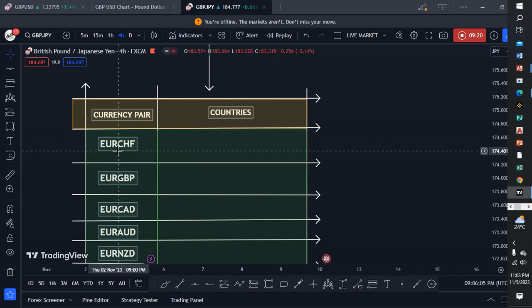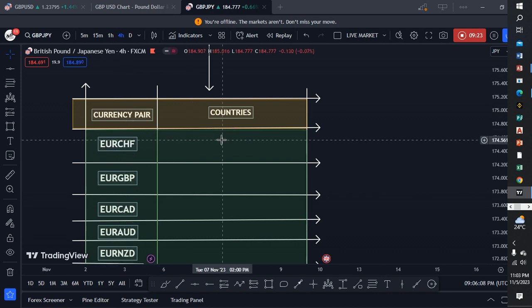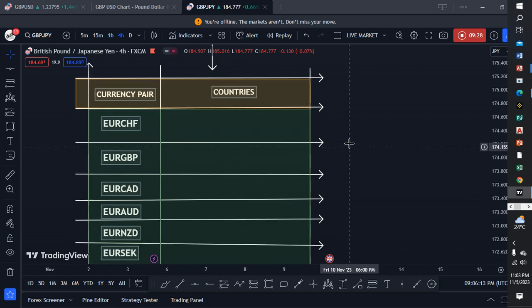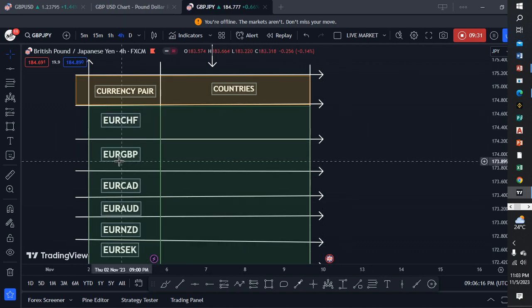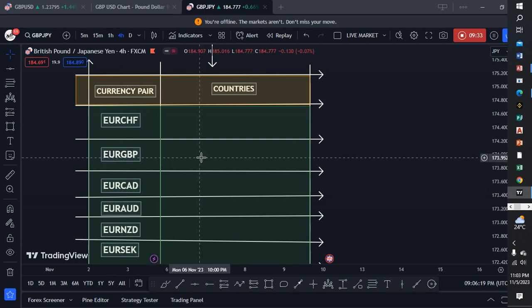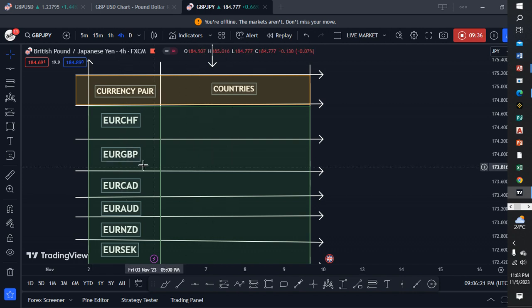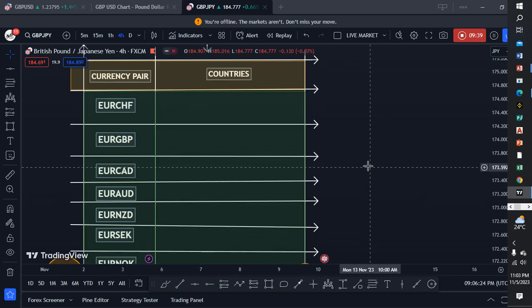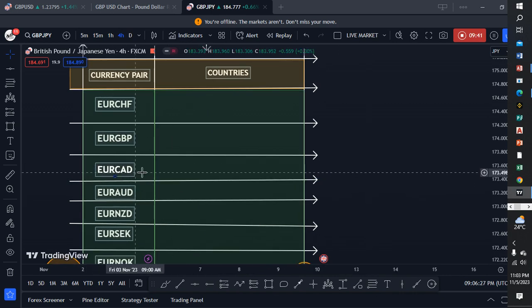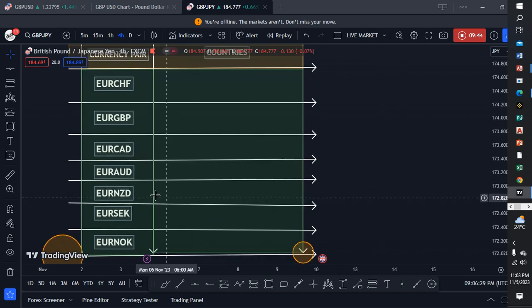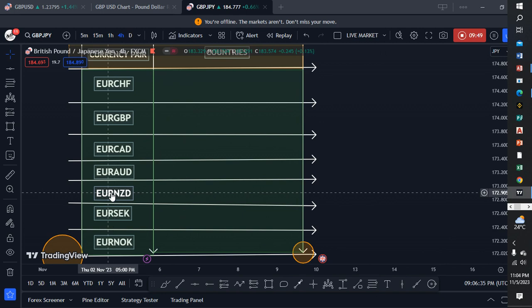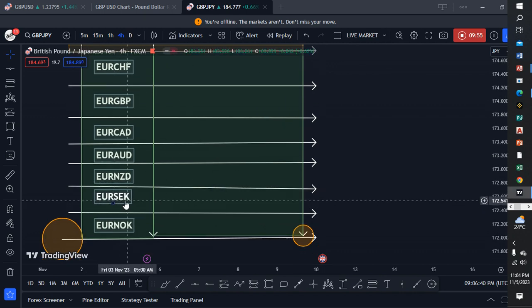We have the euro Swiss franc. It's traded in the eurozone and Switzerland. Euro GBP is traded in the eurozone and the United Kingdom. We have the euro CAD, traded in the eurozone and Canada. The euro Australian dollar is traded in the eurozone and Australia. The euro New Zealand dollar is traded in the eurozone and New Zealand. And we have the euro SEK, traded in the eurozone and Sweden.